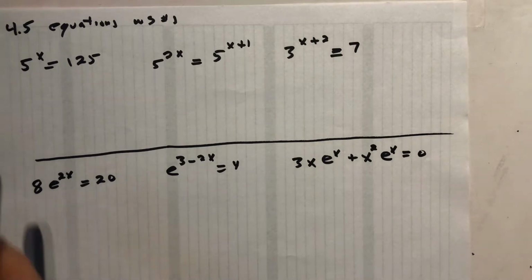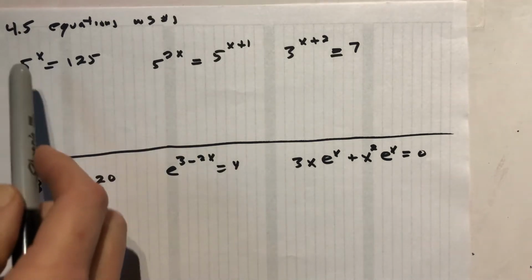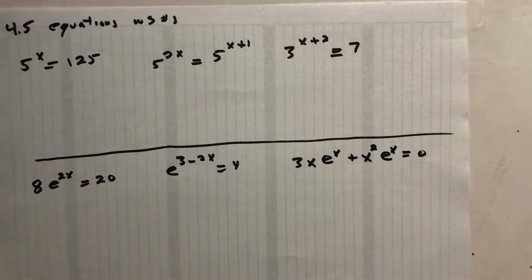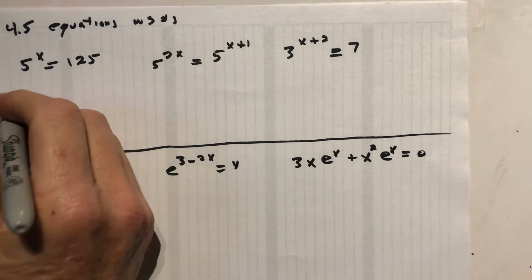All right, let's start with the first problem up here. 5 to the x equals 125, what's x? Some of you probably know this already. How many 5s does it take to get 125? It takes 3. 5 times 5 times 5 is 125. But if you can't see the answer, then you change it to a log.